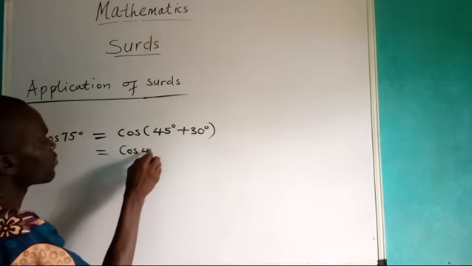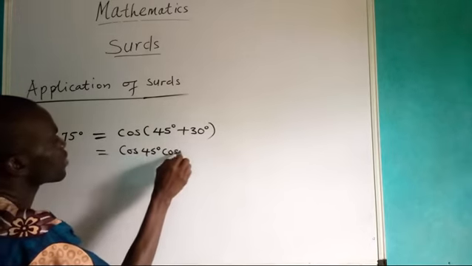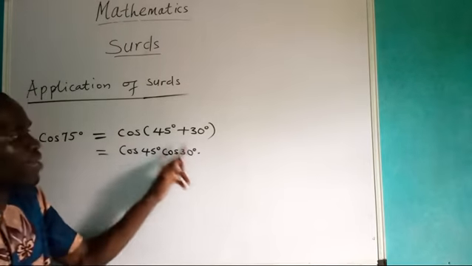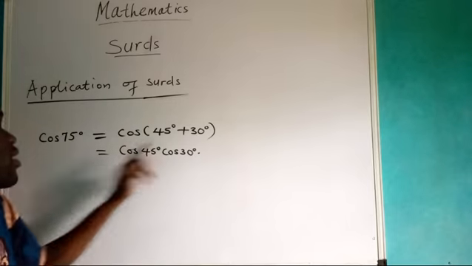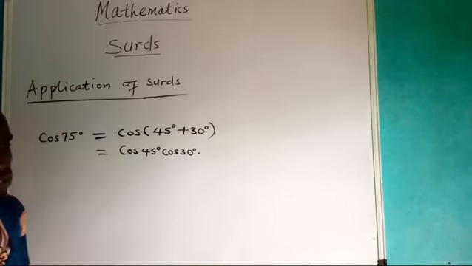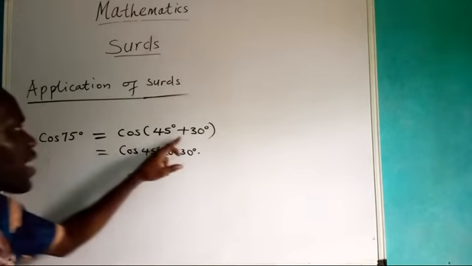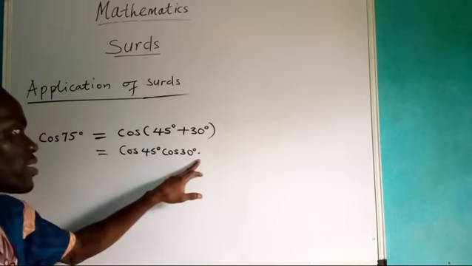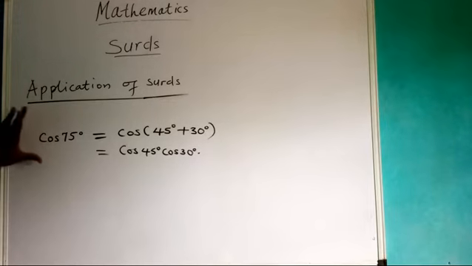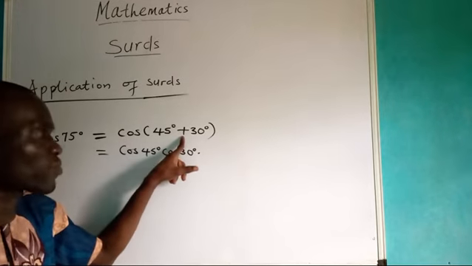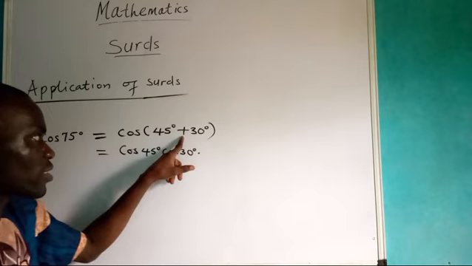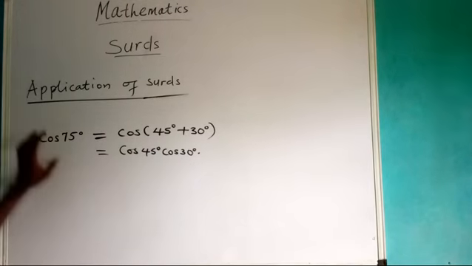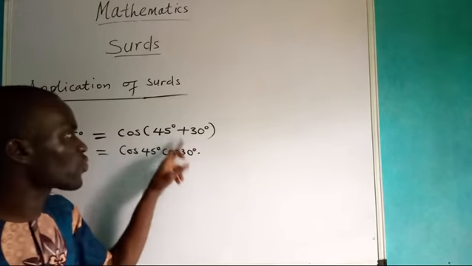It becomes cos 45 degrees cos 30 degrees, and this addition sign will change to minus. This only happens when we are dealing with cos. If you are dealing with sine, this plus will remain the same. If it is plus, it remains plus for sine; if it is minus, it remains minus for sine. But if you are dealing with cos, the addition sign will change to minus.